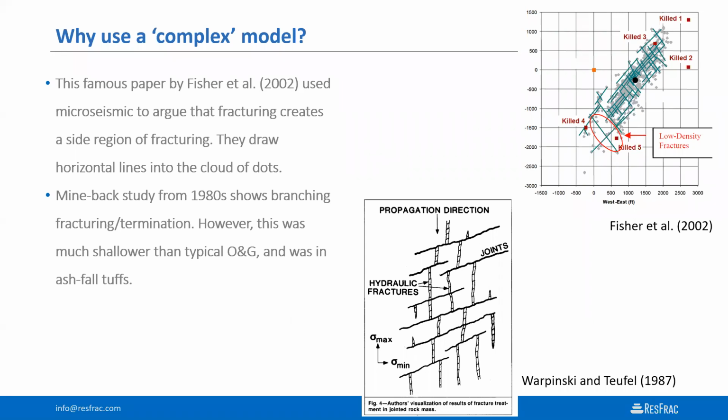Also, there are certainly studies like this Warpinski-Teufel Mineback study from the 80s, where they observed this cartoon that they're showing here, hydraulic fractures terminating in discrete joints and then branching. I just want to note that the Mineback study is in a quite shallow formation. It's also in a very soft volcanic tuff. So while certainly that looks like what happened in that situation, it's a very different geologic setting than typical oil and gas hydraulic fracturing in shale. And so we cannot simply assume that, well, since it was observed in that shallow ashfall tuff, then it's going to happen here in the Eagle Ford Shale or the Midland Basin.